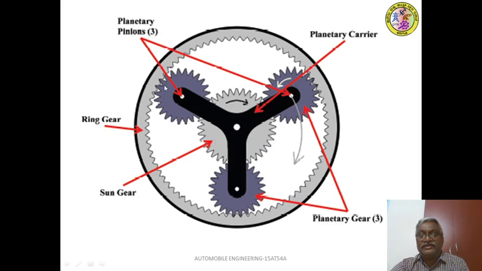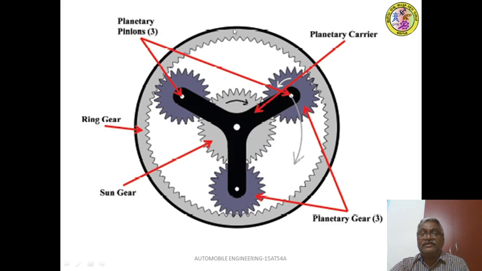This simple epicyclic gear train consists of a sun gear. In our case, this sun gear is attached to the axle shaft end, whereas these planetary pinions are mounted on their own pins of the planet carrier. This planet carrier is attached to the wheel hub. The sun gear is attached to the axle shaft, and the planetary pinions and planet carrier are attached to the wheel hub, whereas this ring gear is attached to the axle casing.